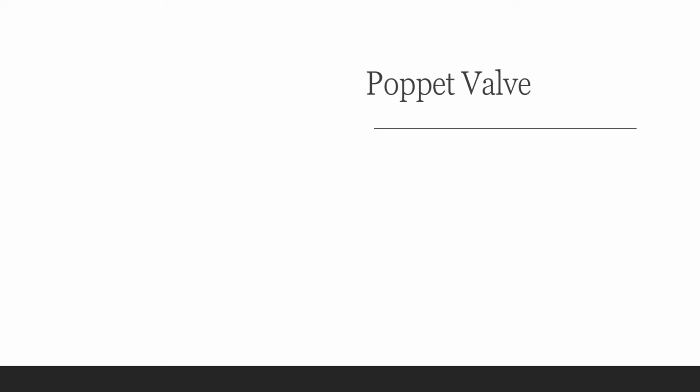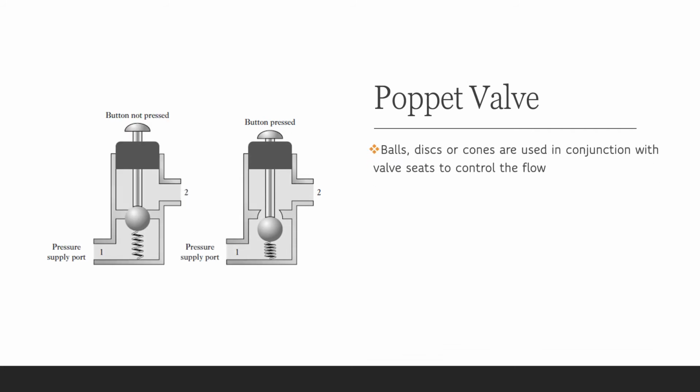Now the second one is the poppet valve. It consists of a ball, disc or cone that is used in conjunction with the valve seat to control the flow. As you can see in the first figure, the valve body consists of two ports and a ball is housed in the valve seat by means of a spring, and to open the ball a button is present. At port 1 the pressure supply will be connected, and at port 2 the hydraulic or pneumatic system will be connected.